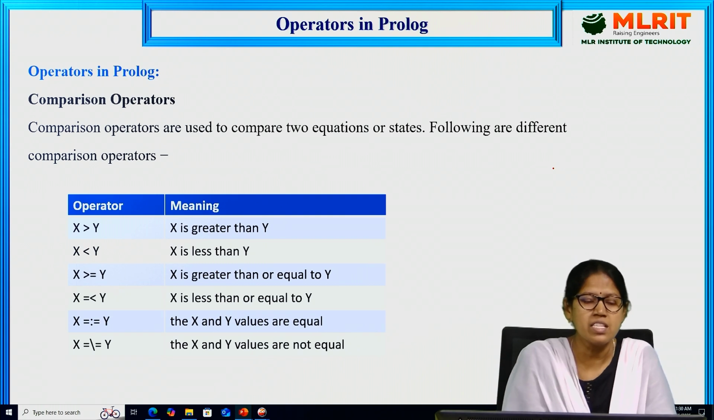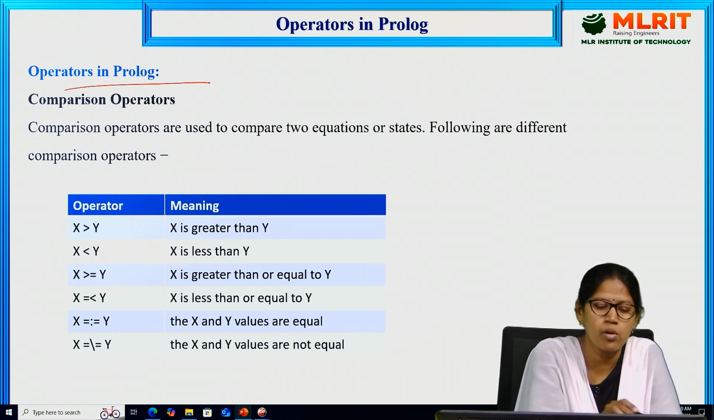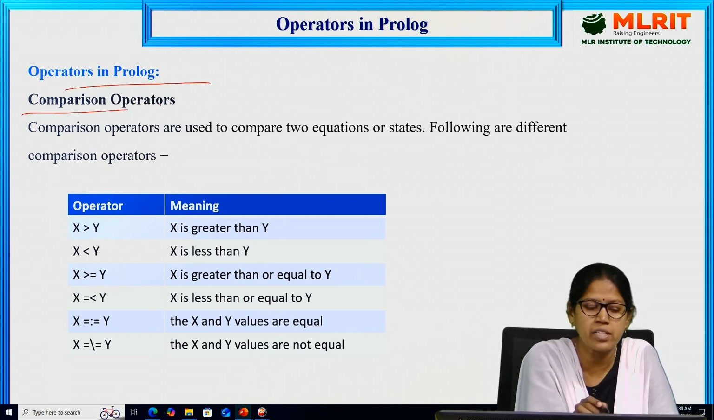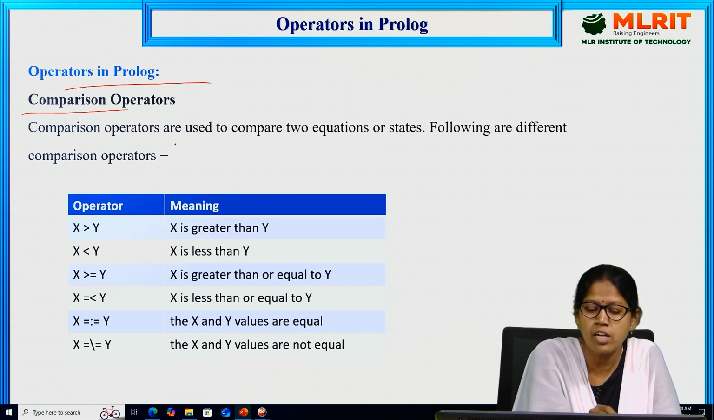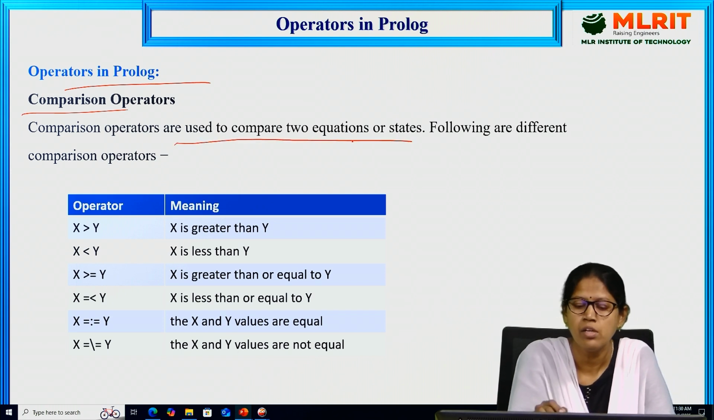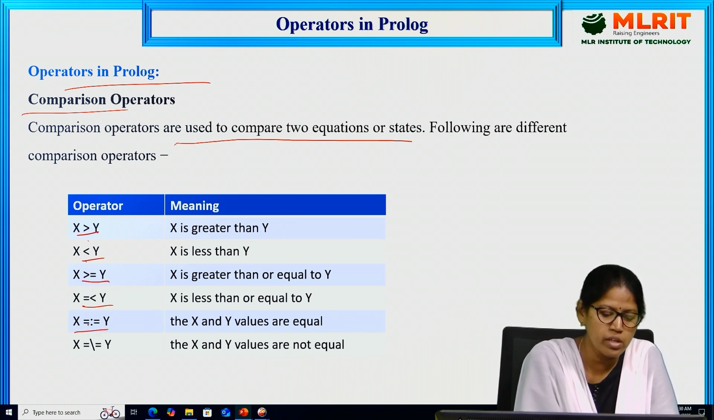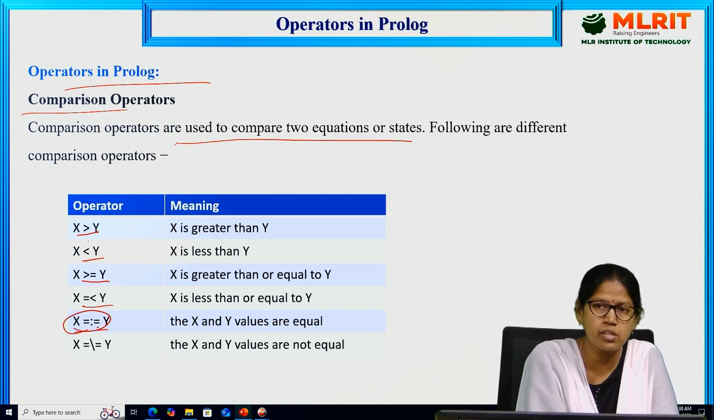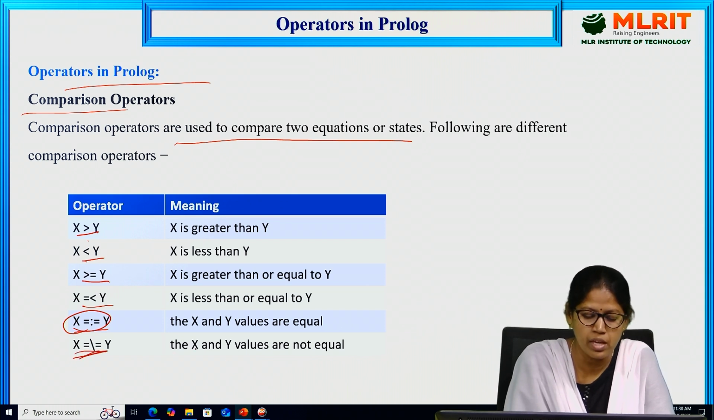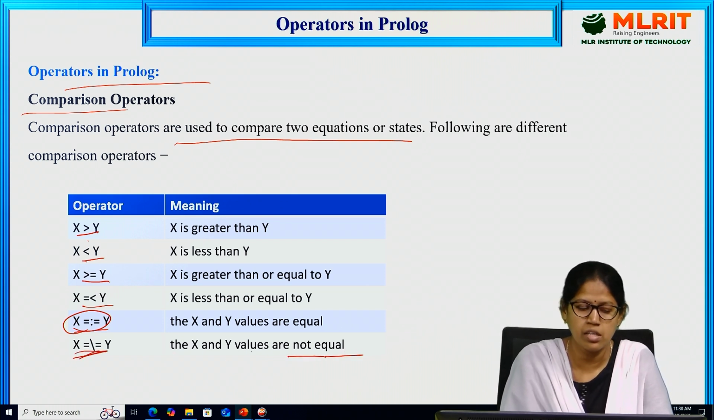Let's see the operators in Prolog. The first one is comparison operators. The comparison operators are used to compare two expressions or states. First greater than, less than, greater than or equal to, less than or equal to, and equal to colon equal to, then the left hand side is compared with the right hand side. And this one is not equal to: the X and Y values are not equal.